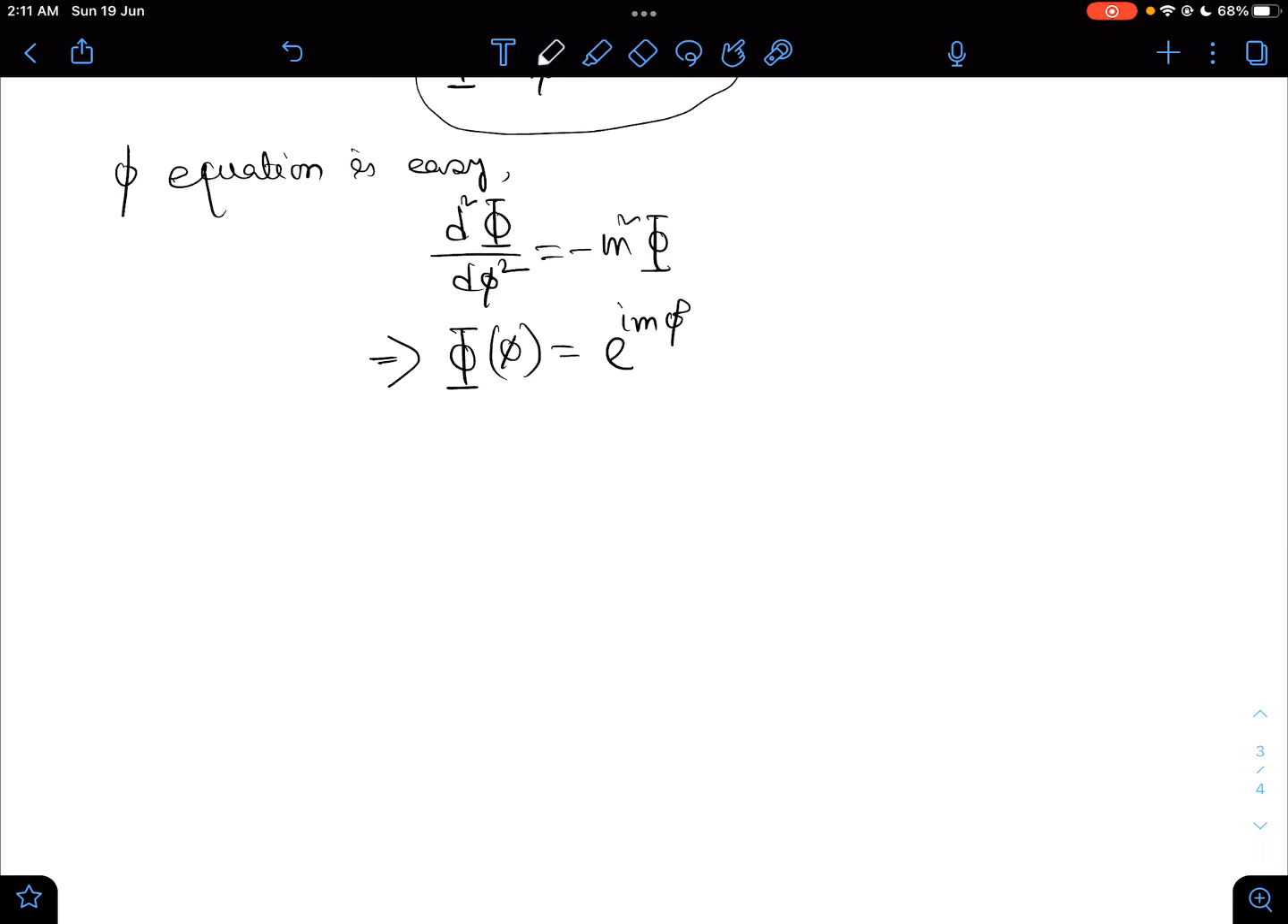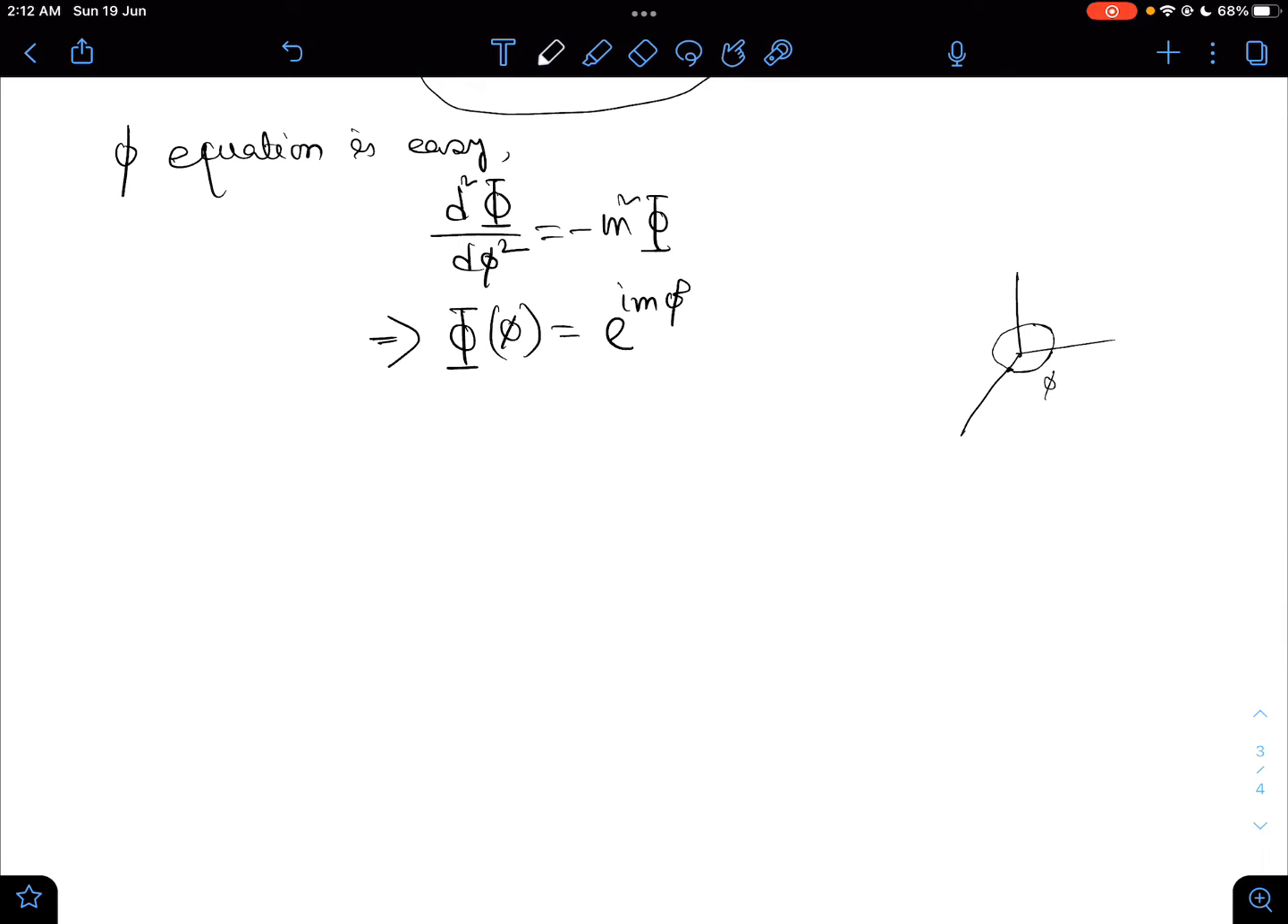In space, we know that when φ advances by 2π, we return to the same point in space. So we have this coordinate system, and this is our φ. If φ advances by 2π, then we return to the same point. That means Φ must satisfy this condition: Φ(φ + 2π) should be equal to Φ(φ).